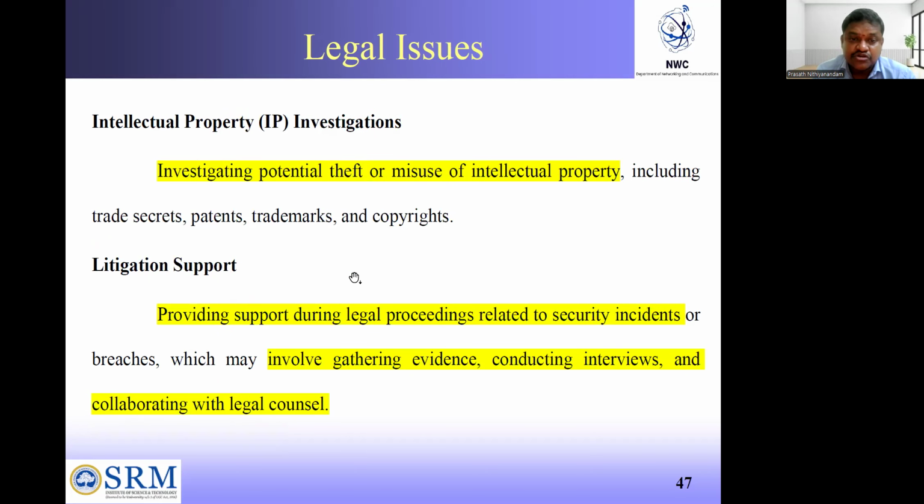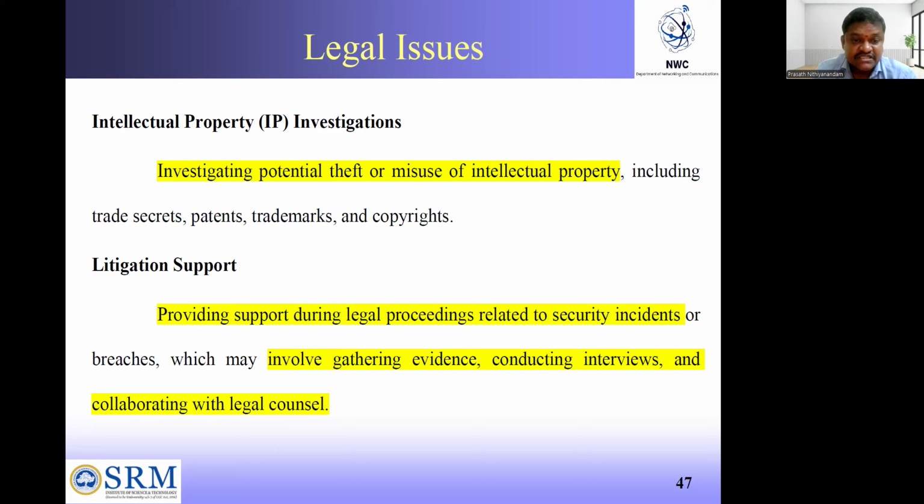Next comes the intellectual property investigation. These focus on investigating potential threats or misuse of intellectual property including trade secrets, patents, trademarks, and copyrights. Protecting IP is critical for maintaining a company's competitive advantage and legal rights.